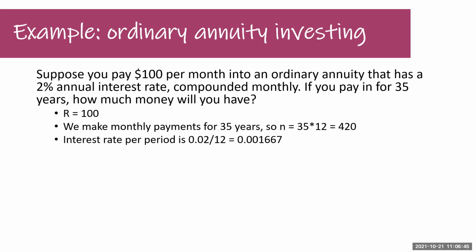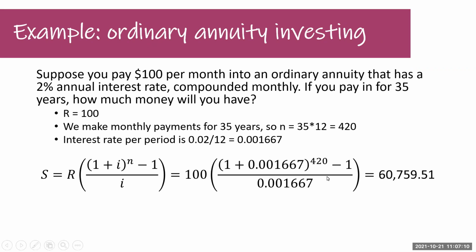If you leave it as 0.02 divided by 12 in your calculator, you'll get a slightly different answer from rounding, and that's fine. Just be careful here that you carry multiple decimal places out. Don't round this to 0.002. Carry extra decimal places, extra significant digits, because it's going to have a pretty drastic effect on your answer. Let's plug all of this in.